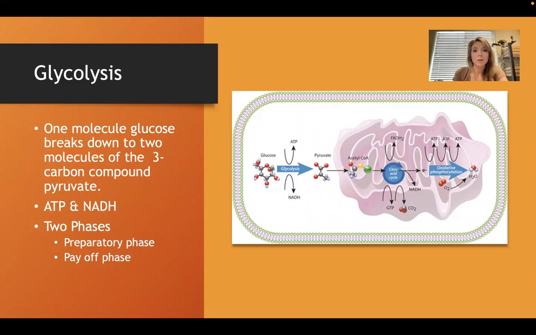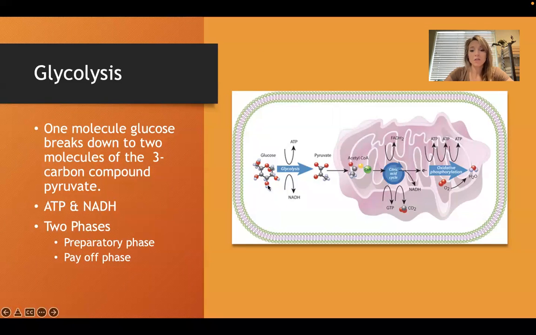So why is this important? Well, our bodies rely on glucose for fuel. We need a constant supply of energy for our bodies to be able to perform at all, much less adequately. And so where does this particular reaction occur? It happens in the cytosol.